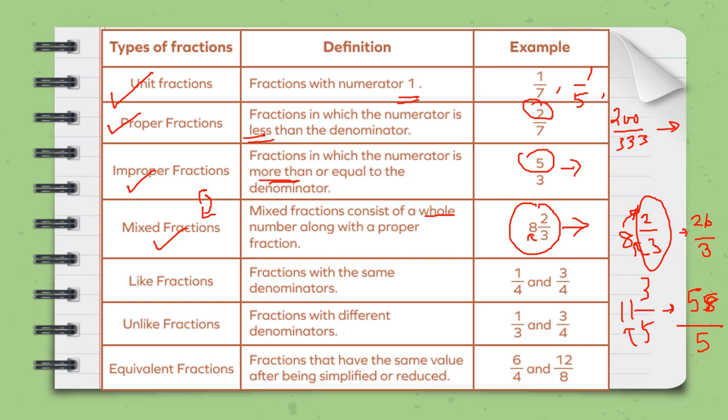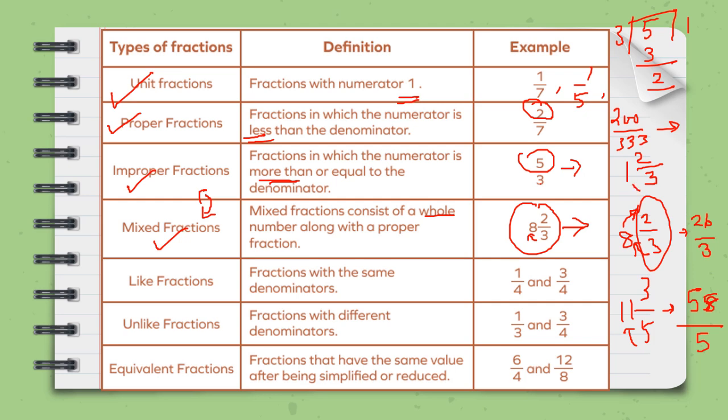So 5 by 3, right? Let me divide 5 by 3. I'll do it here. When we divide 5 by 3, the quotient is just 1. Then I have 3 and my remainder is 2. So I will take the quotient as my whole part, and then my remainder as the numerator, divided by the denominator of the improper fraction. So 1 2 by 3, which means you have one whole part and you still have 2 as your remainder divided by 3.